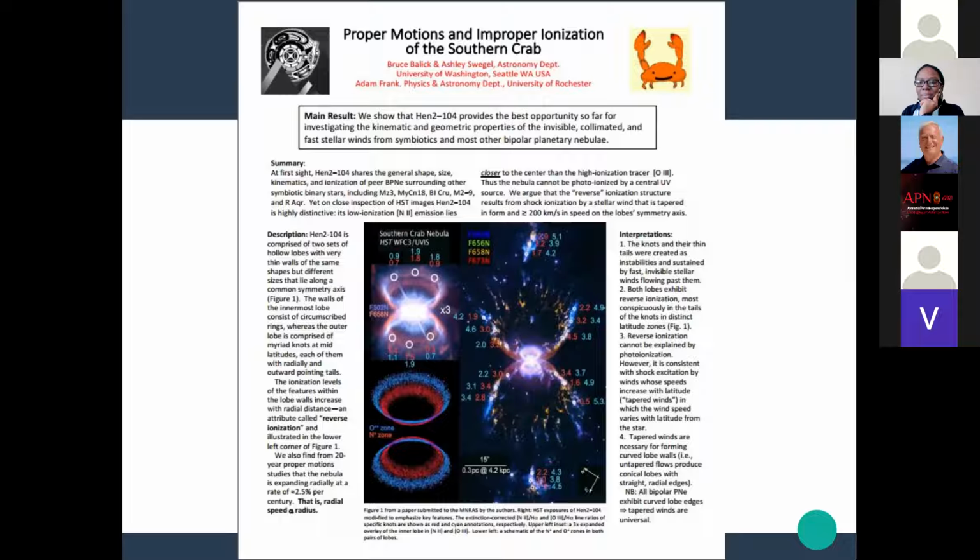So that's called a tapered wind, and we saw an example of it in a talk earlier today. I forget which talk it was, but it was Eta Carinae. One of the speakers showed us the pattern of wind speeds in Eta Carinae. So that's the point of this poster. Okay, thank you very much.